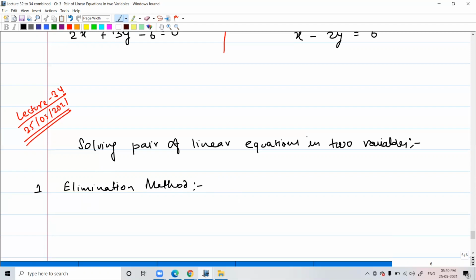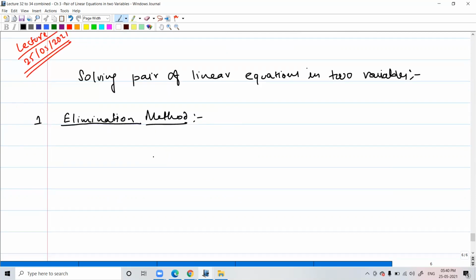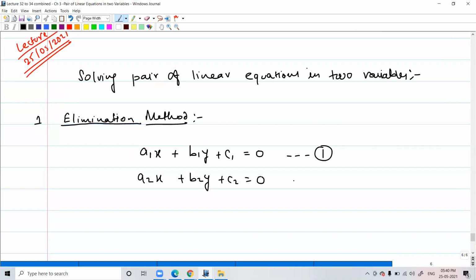Those of you who watched the video at the beginning of the class, that was also about this elimination method. They took the standard form, like a1x plus b1y plus c1 is equal to 0. Let's say this is your first equation, and then a2x plus b2y plus c2 is equal to 0. This is your second equation.